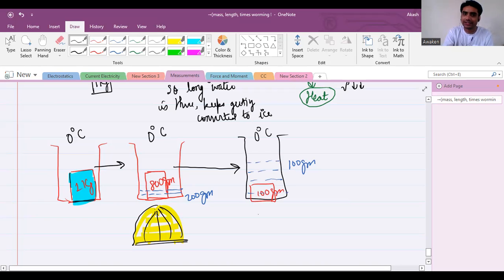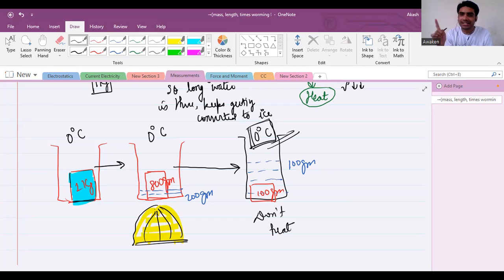Now if you don't heat it, just leave it like this, then what is going to happen, you know? This is going to remain forever, if you maintain the temperature, of course. Not heating means temperature will be maintained. If you heat it, temperature may change or may not change. But if temperature has changed, 100% you have given heat.